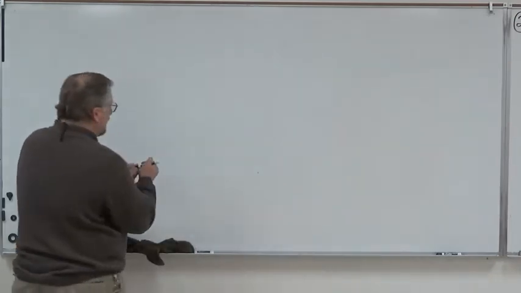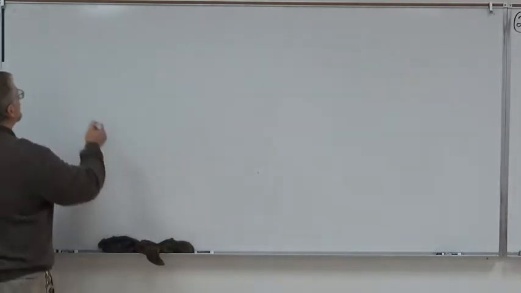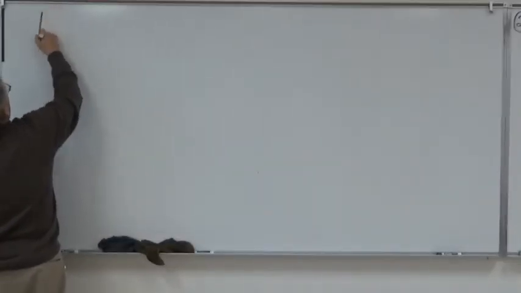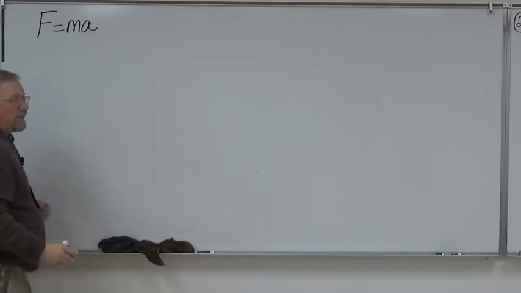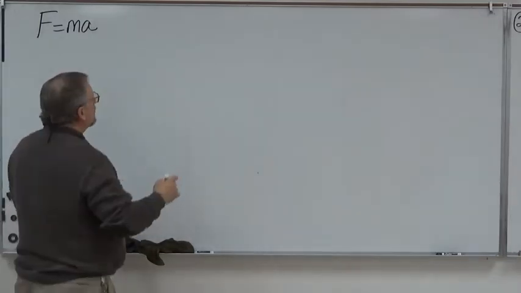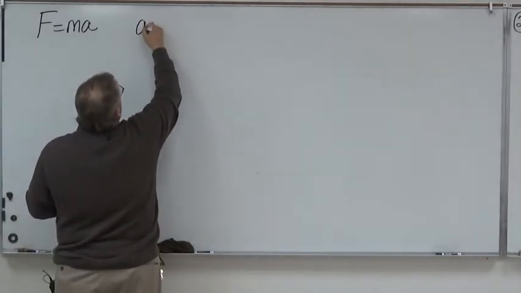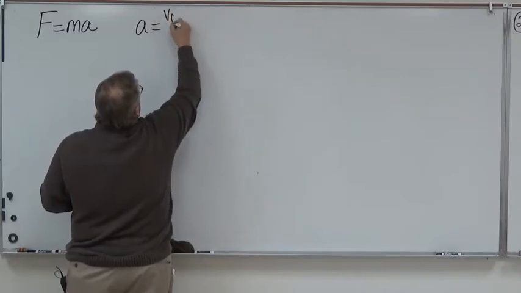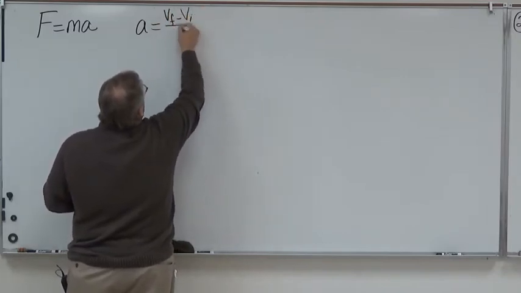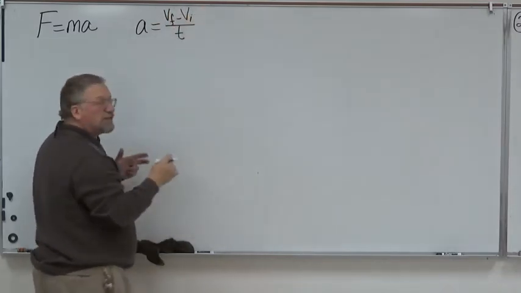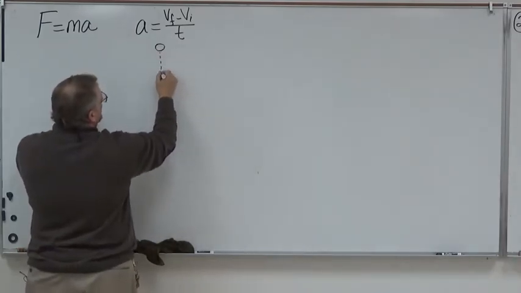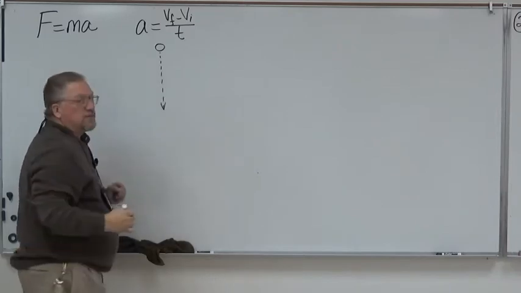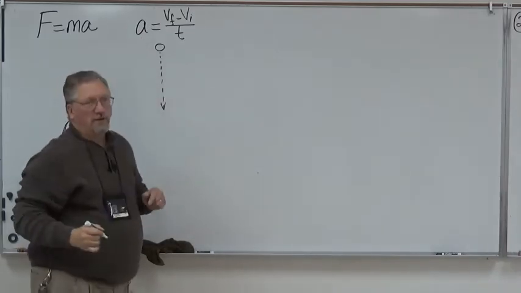So to start off, you remember Newton's second law? F is equal to mass times acceleration. And you also remember acceleration is Vf minus Vi divided by t. Now, when we were talking about an object that was falling, what did we do to that formula?